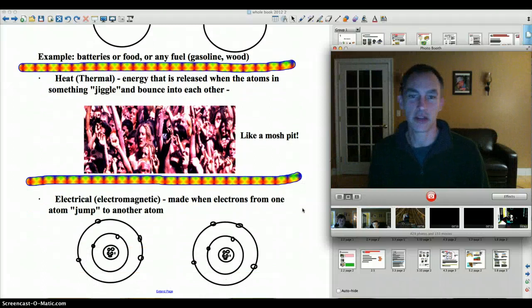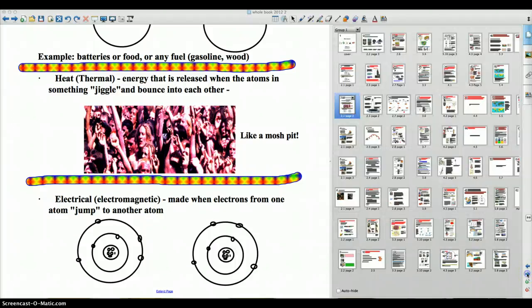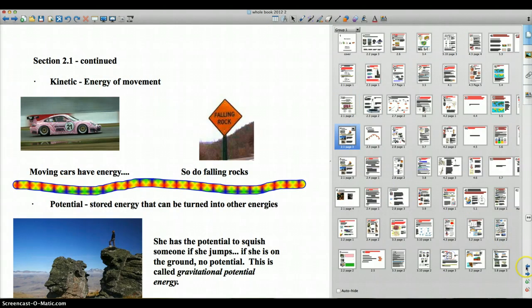Electrical energy is made when the electrons jump from one atom to another atom. A little different than light, when it just jumps within an atom. Next. Kinetic energy is energy of movement. Anything that moves has kinetic energy.